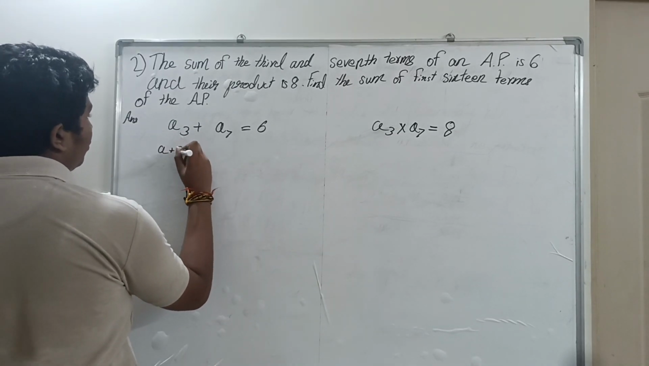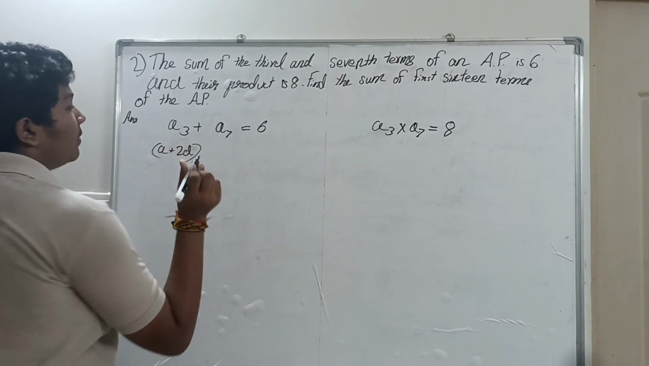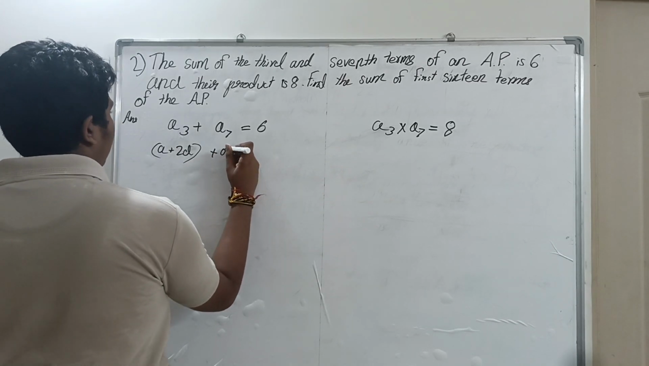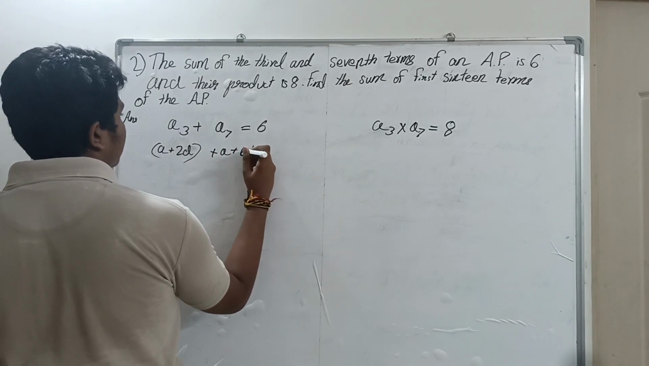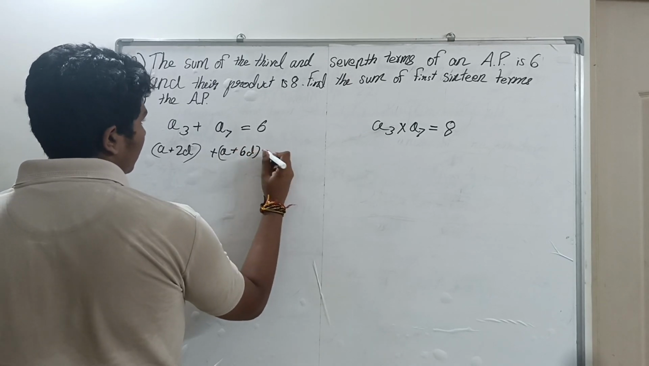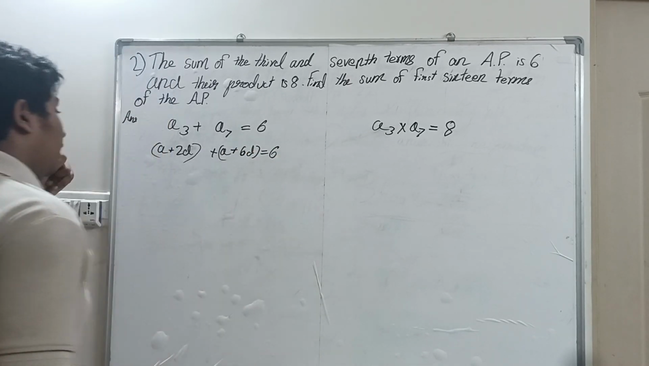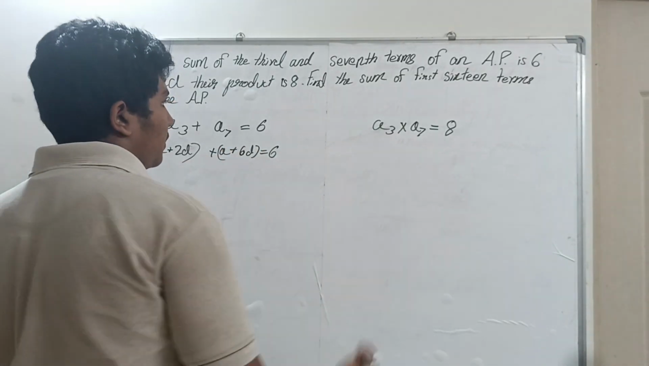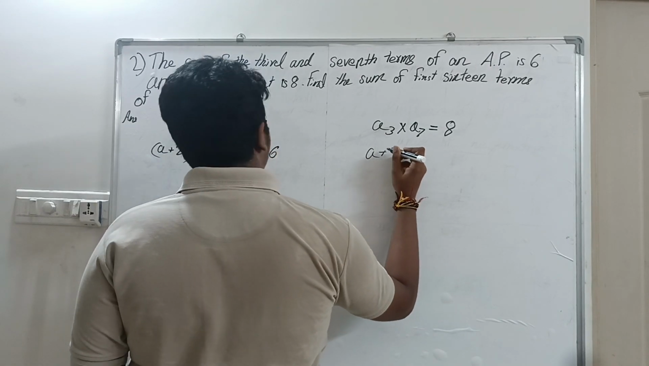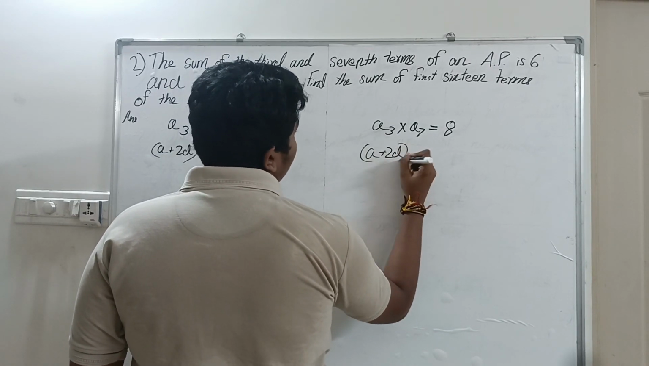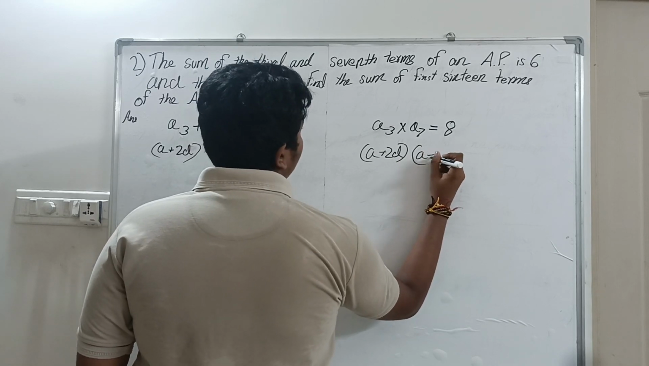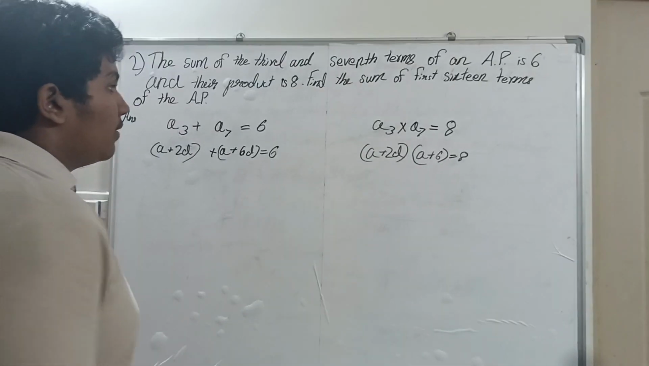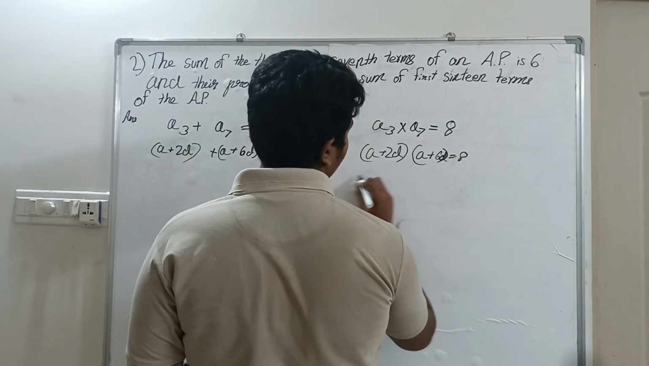a plus 2b, because 3 minus 1 is 2, plus, what is this one? a plus 6b, yes, is equal to 6. Here we will put also with these two, that is a plus 2d into a plus 6d. So for now we'll keep it like this for the moment.